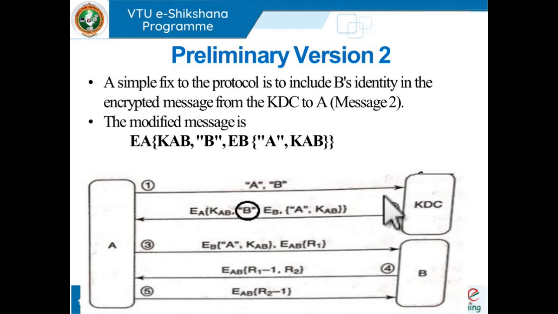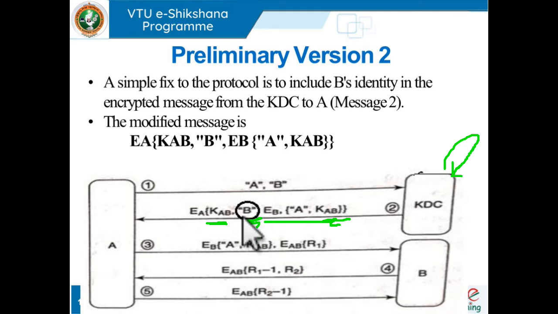It first generates a session key KAB. Now after generating a session key KAB, it will create a message that needs to be sent to user B. Now what does this message contain? This message contains the information that A is wishing to communicate.